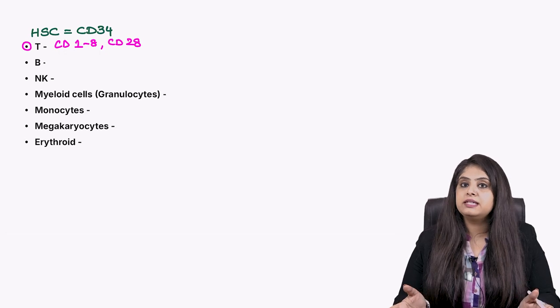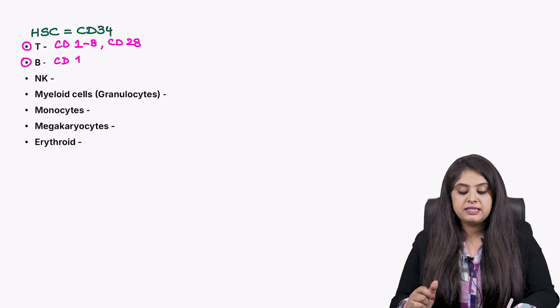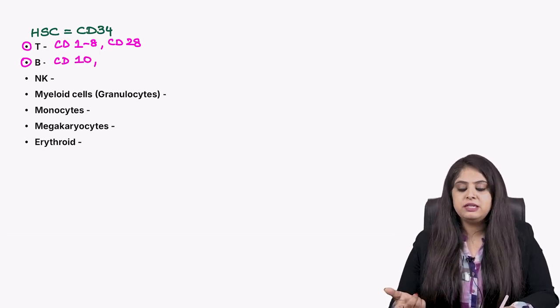1 to 8, 28. The B cells are going to go in doubles. So that means you start from CD10. Thereafter, double of 10 is 20. So you go in the series of 20. That is 19, 20, 21, 22, 23.